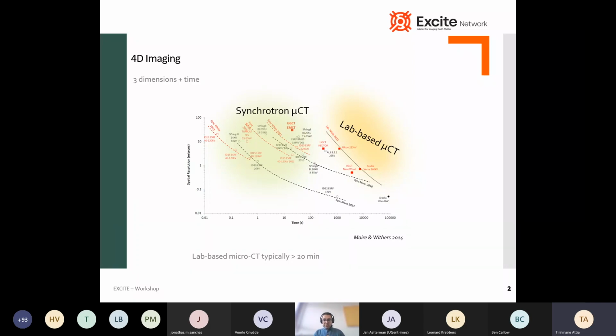So for slower processes, or when we are not very sensitive with the timing, we can use the standard lab micro CT scanning in a time-lapse fashion. This means that we do the scanning in discrete or separate time steps or lapses, and then by putting these scans next to each other, we can show the changes over time.